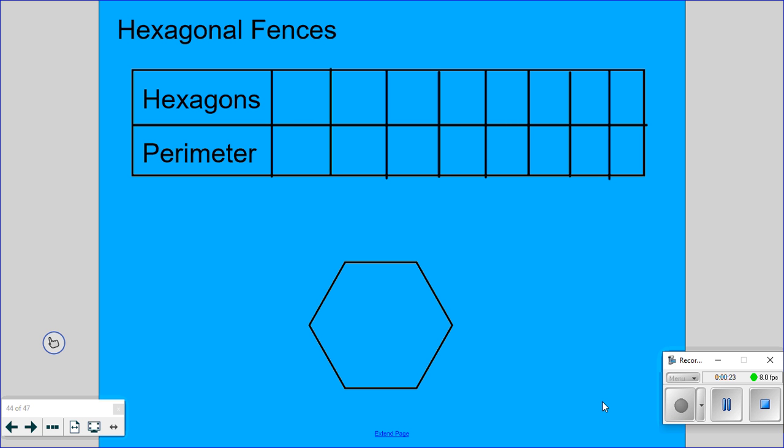Jackson, do you know what hexagonal means? Like shaped like a hexagon. It does mean shaped like a hexagon. We can see in that root word, we see the word hexagon.